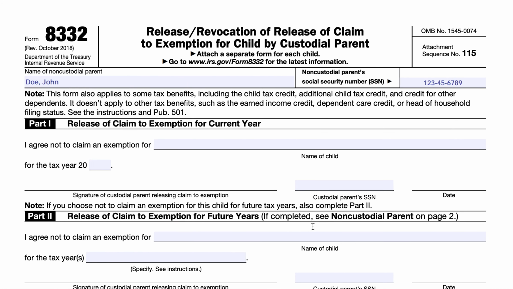We do cover this topic and a little bit more, some of the background information and some of the special considerations about filing IRS Form 8332 in our article. So if you choose to, please feel free to go to teachmepersonalfinance.com, type in IRS Form 8332, and you'll see our article appear.